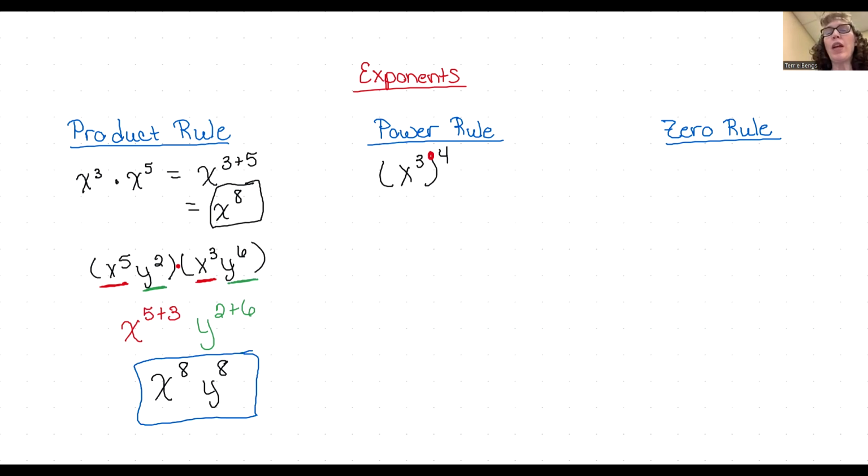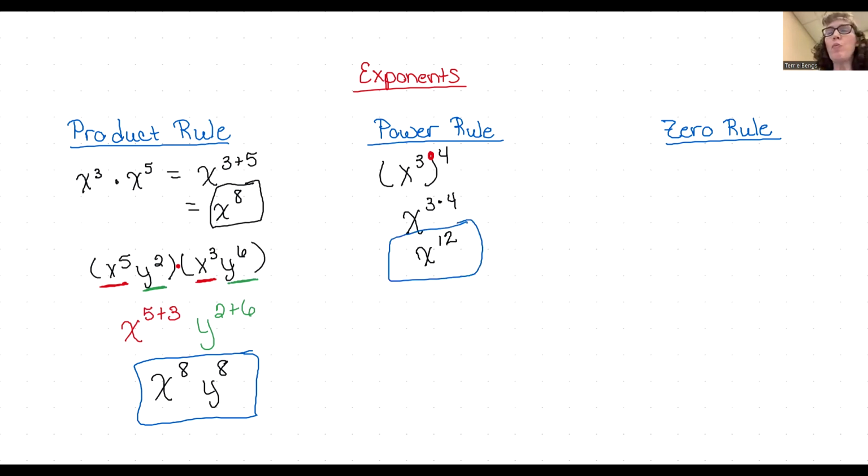So let's rewrite this a little bit. It'll be like x to the 3 times the 4. So it's all still in the exponent, but this time we're multiplying. So if we continue to work that problem on out, we would have x, and 3 times 4 is 12. And so x to the 12th would be our answer.